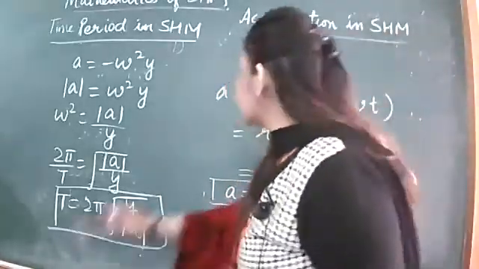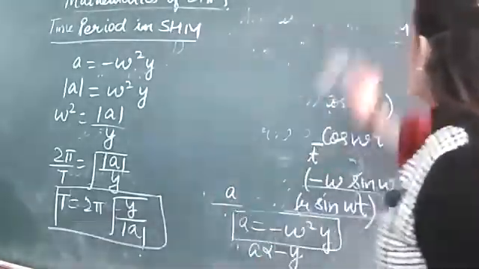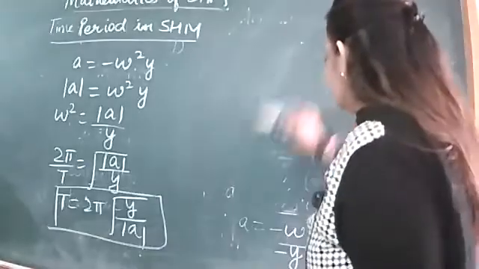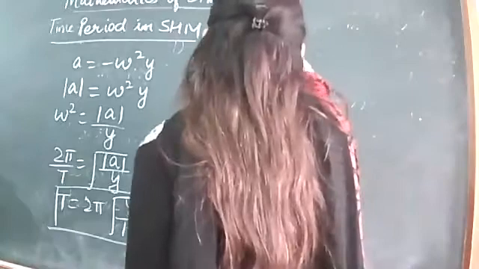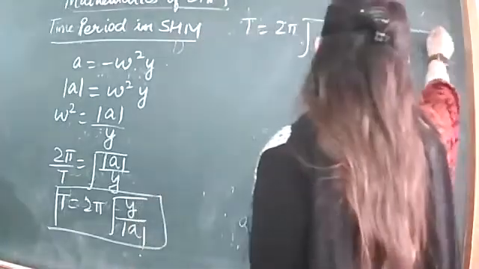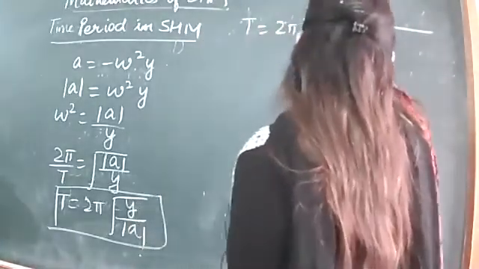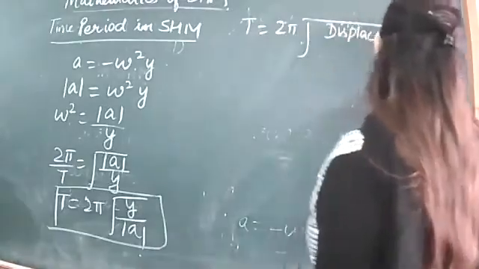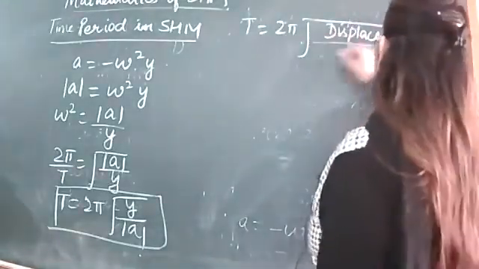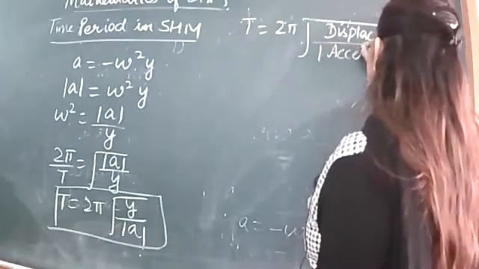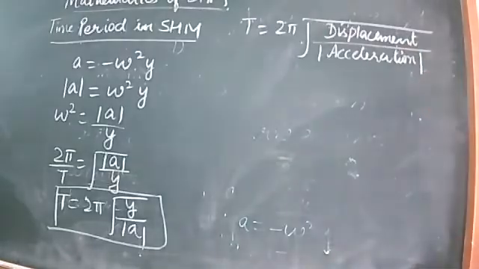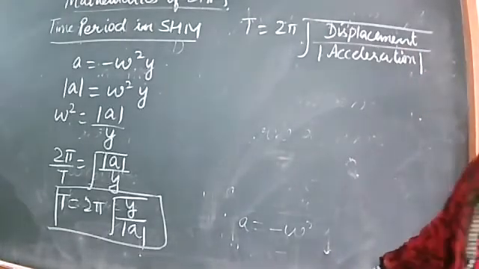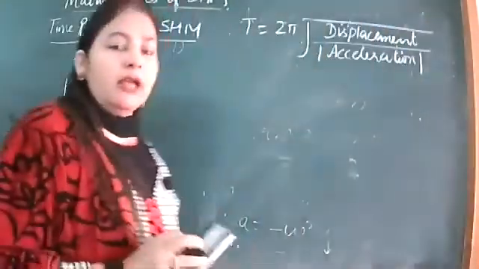So what will be the basic formula for time period? Basic formula for time period would be 2 pi root displacement, whether we are using x symbol or y symbol, upon modulus of acceleration. So this becomes the basic formula for time period in SHM.